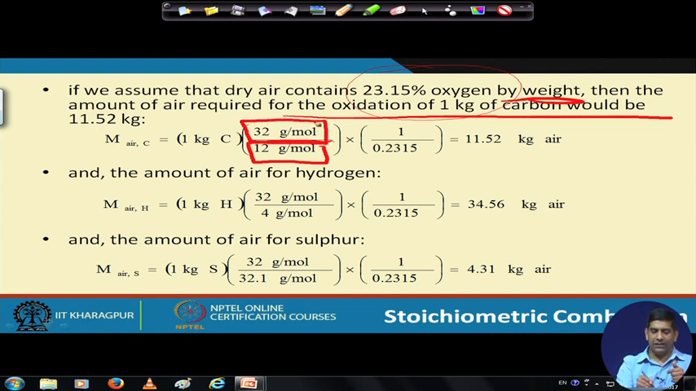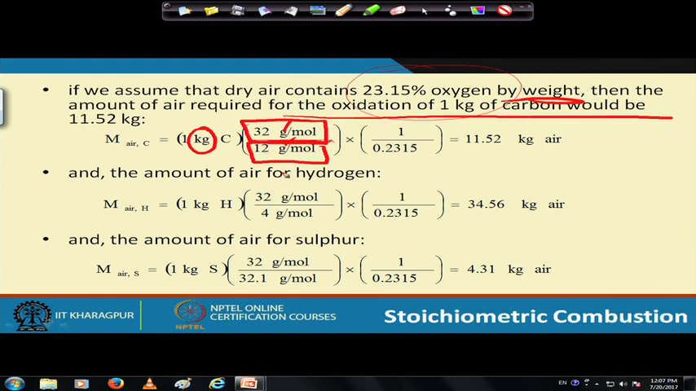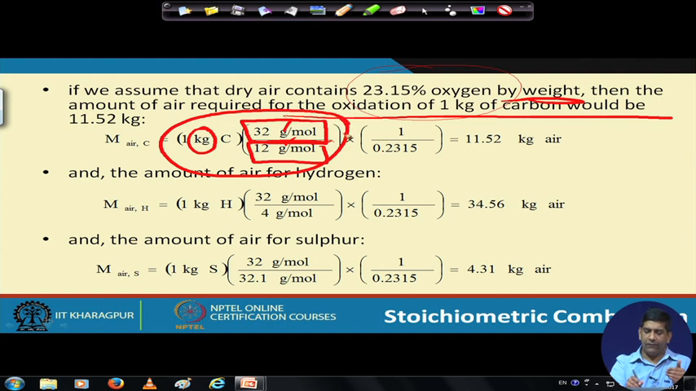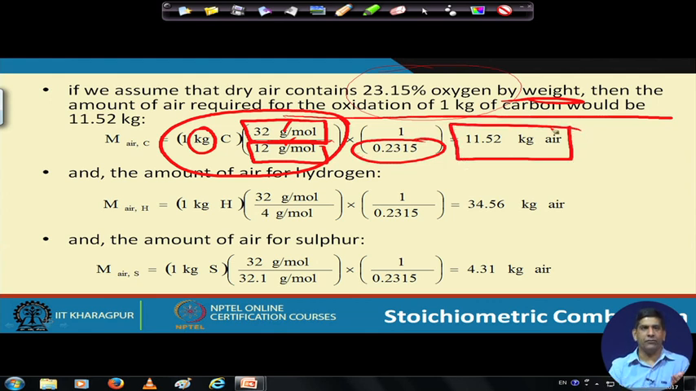Since both are in grams, it's okay, although this is in kilograms, since it will cancel out. Otherwise we can convert this also to kilograms, and that factor will cancel out anyway. With this we can find out how much oxygen will be required, and since 23.15% of the air is oxygen, we can find out how much air will be required. So we get a value of 11.52 kg of air.